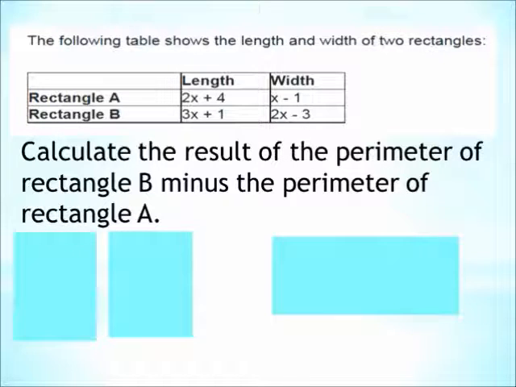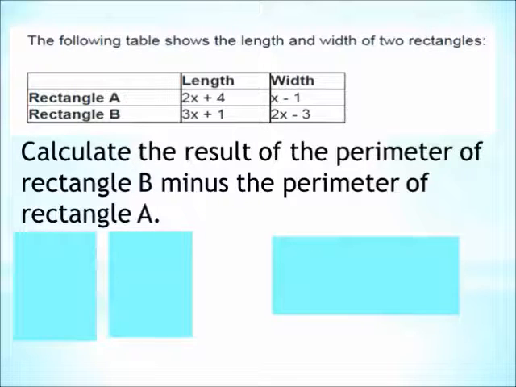The following table shows the length and width of two rectangles, rectangle A and rectangle B. Calculate the result of the perimeter of rectangle B minus the perimeter of rectangle A. Well, if you remember perimeter, we're going to add up all the sides. We only have 2 listed here for each one, so we need to double that.